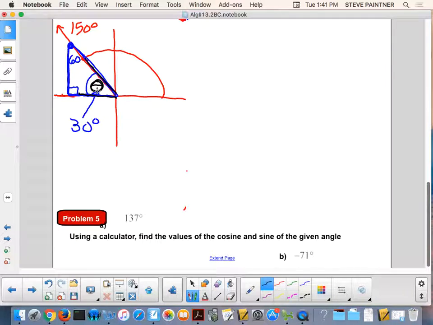Ready? If that's a 30, what's over here? What number? No. Opposite of 30. 1. This is a 1. Okay? Opposite of 60, look over here. Opposite of 60. Square root of 3. Oh, so this leg is square root of 3.